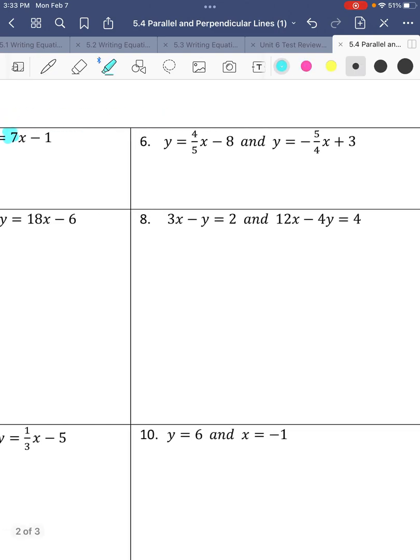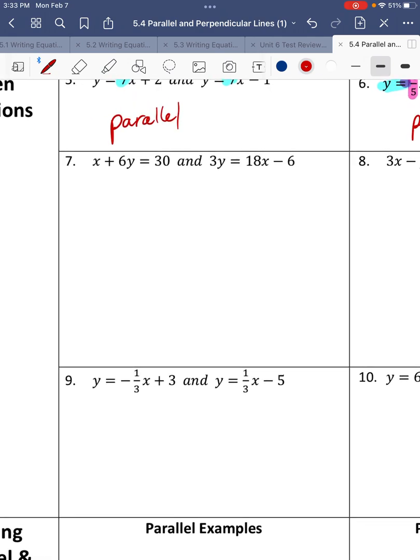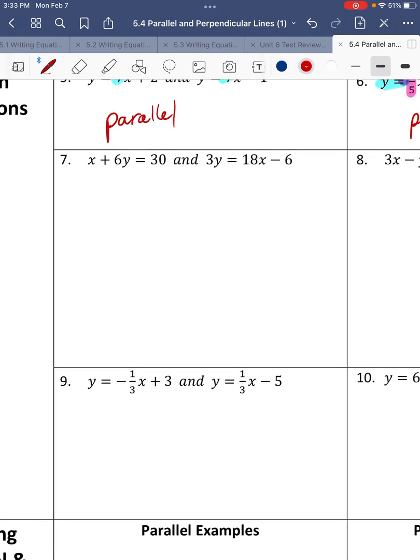Over here, the next one, we have y equals mx plus b. So let's look at our slopes. 4/5, 5/4. So that means they're flipped, and one's negative, one's positive. So they are perpendicular. Reciprocal and opposite operations.